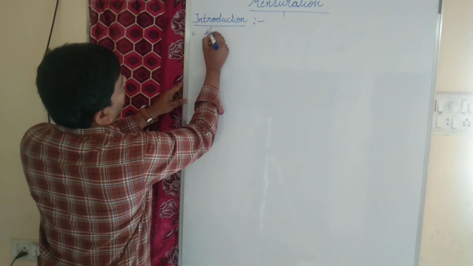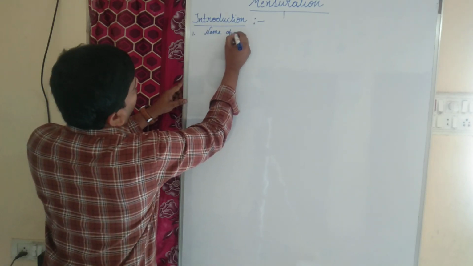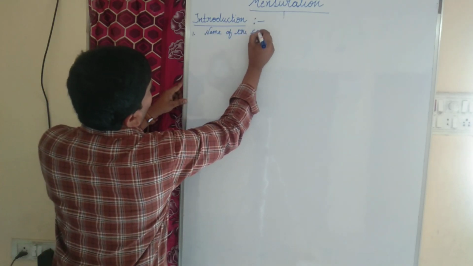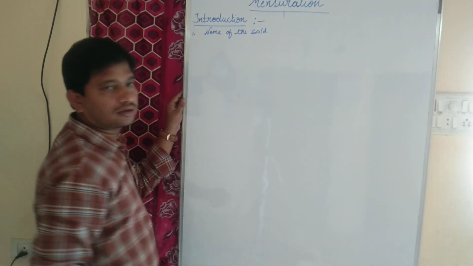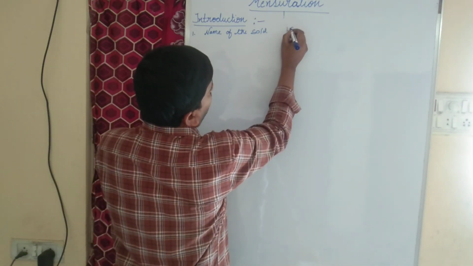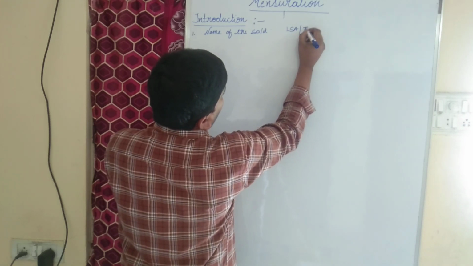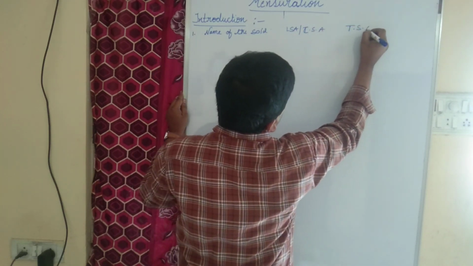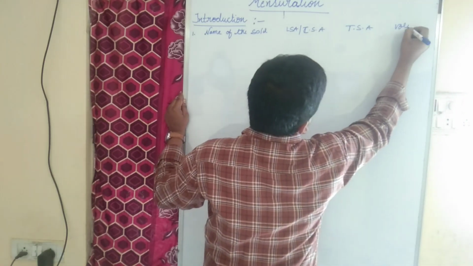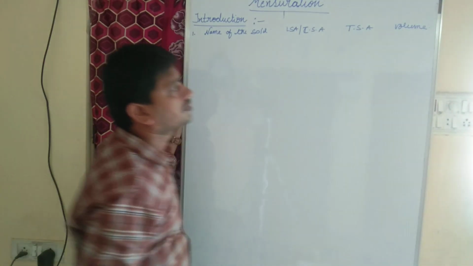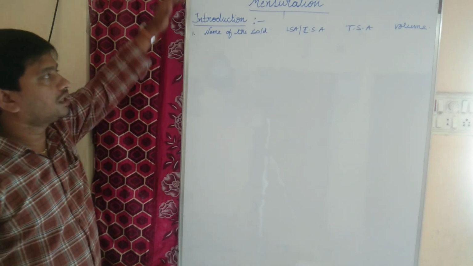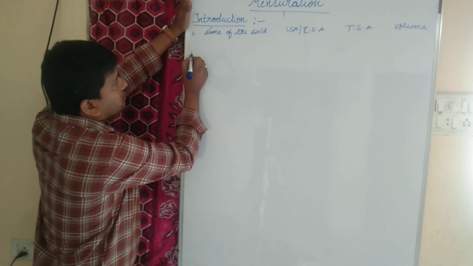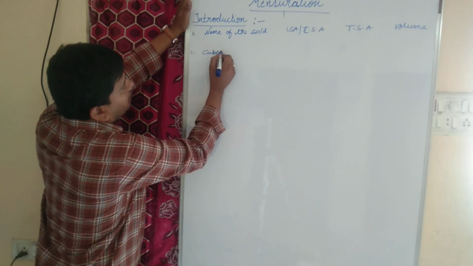Serial number, name of the solid, LSA or CSA, and total surface area and its volume. All three formulas we will learn here. So the name of the solid, first one is cuboid.